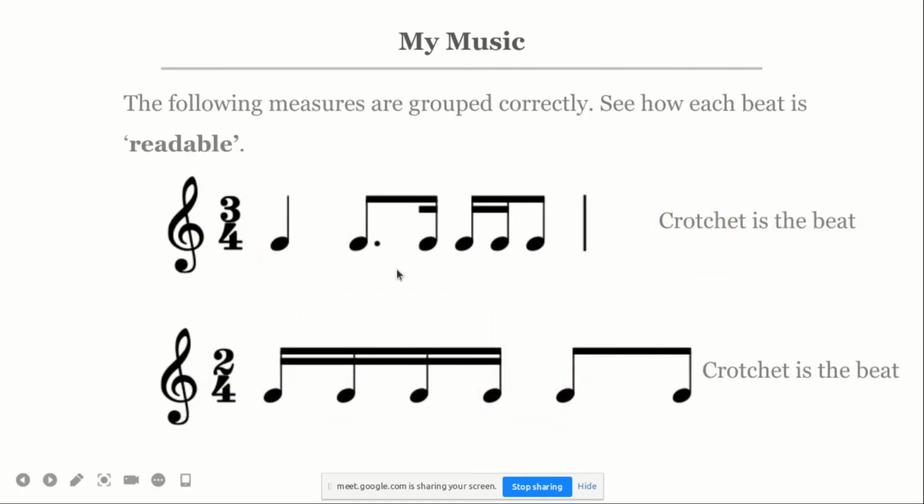Now, this is again examples of readable music. You can see the same thing is happening because this is a crochet beat. You can see the first crochet clearly. You can see the second and the third crochet. It's about seeing. You should be able to see the beats.